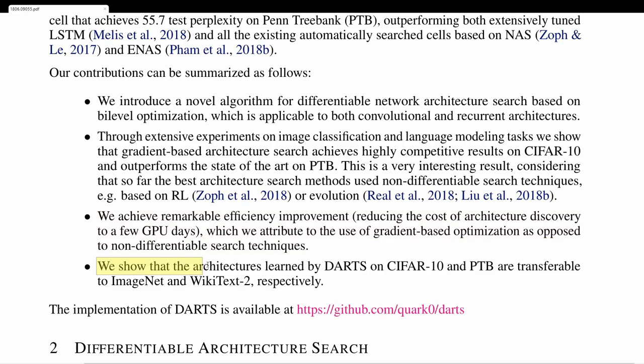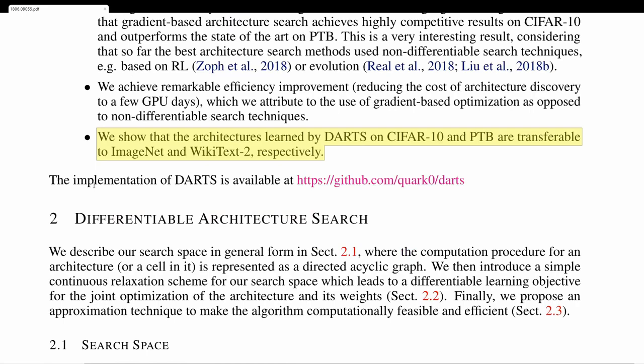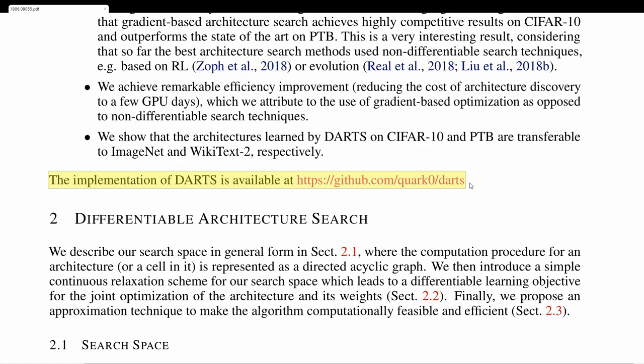We show that the architectures learned by DARTS on CIFAR-10 and PTB are transferable to ImageNet and WikiText-2, respectively. The implementation of DARTS is available at github.com/quark0/darts.